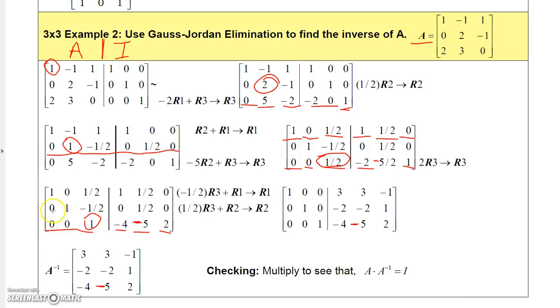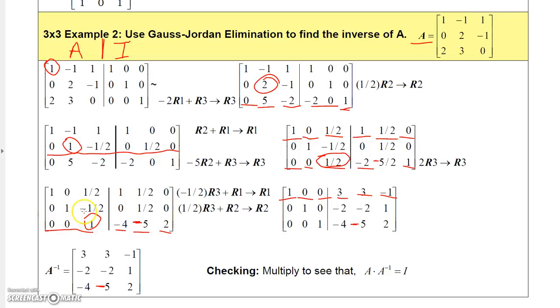Well, negative a half times 0 plus 1 is 1, and negative half times 0 plus 0 is 0, and negative half times 1 is negative half plus a half is 0. And then negative a half times negative 4 is 2, and 2 plus 1 is 3. Negative a half times negative 5 is 5 halves. 5 halves plus 1 half is 6 halves, which is 3. Negative a half times 2 is negative 1. Negative 1 plus 0 is negative 1.